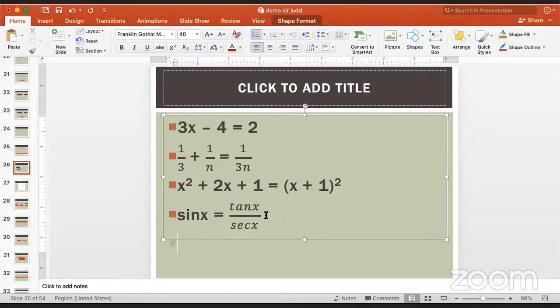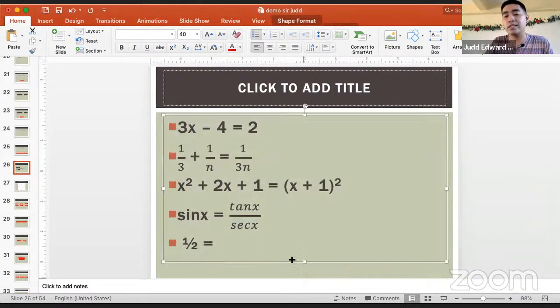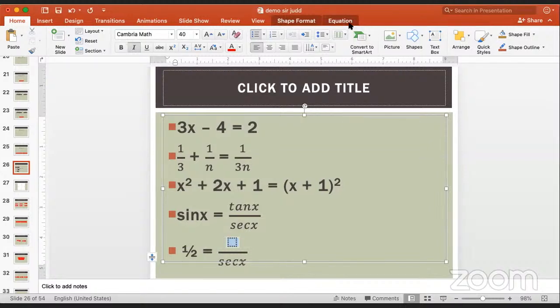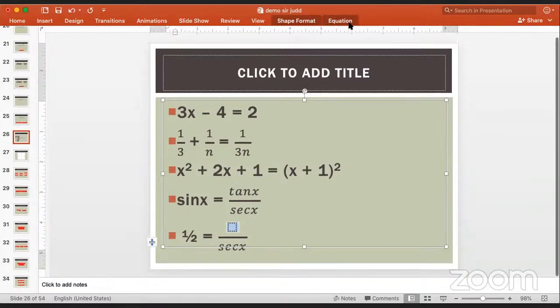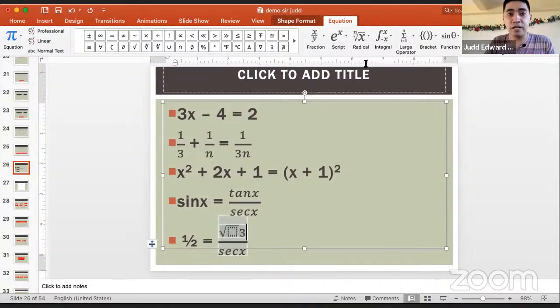1/2 po. Okay, so lagay natin dito 1/2 is equal to, what is tangent 30? Since napag-aralan naman natin siya. What is tangent? Square root of 3 over 3. Wait, insert equation. Square root of 3 over 3.